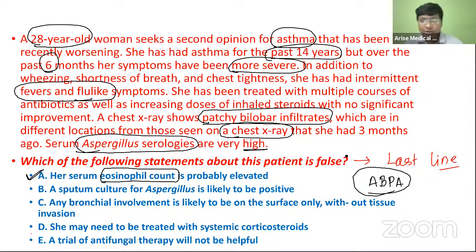What is the question asked about? The question asked is, what is a false statement? Okay, right. A sputum culture for aspergillus is likely to be positive. Yes, that is also a correct statement.